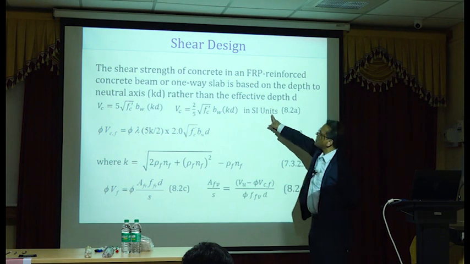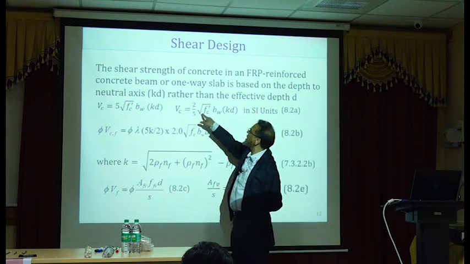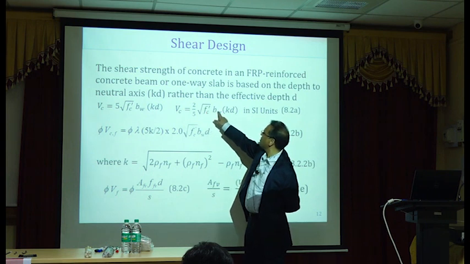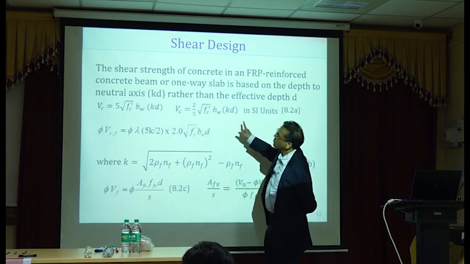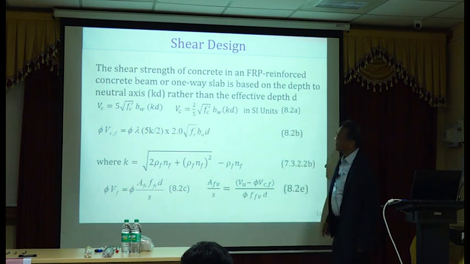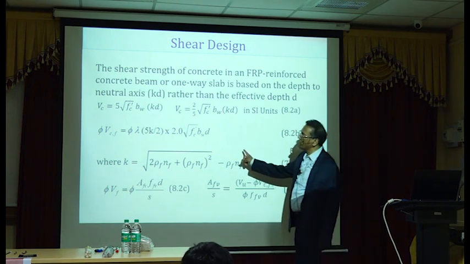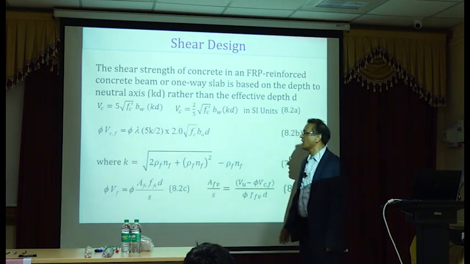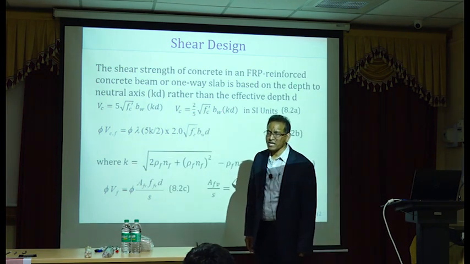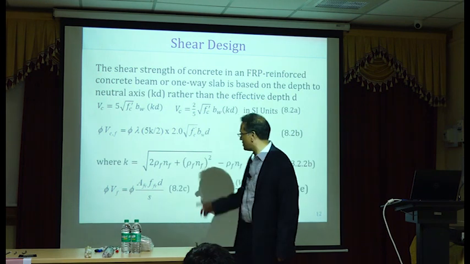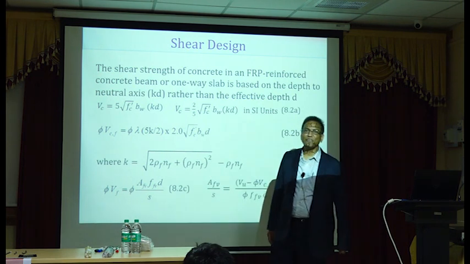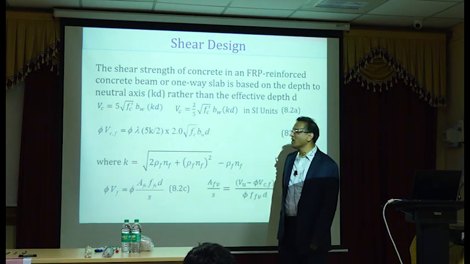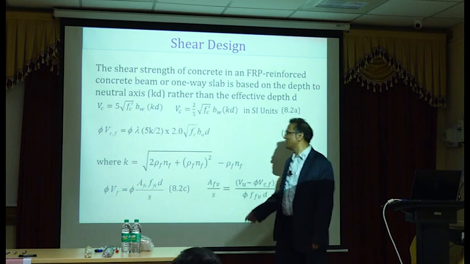In SI units, you have 2/5 square root of f prime c, where f prime c is in MPa units, times b_w times kd. We know how to find the value of k based on the previous expression I have. If you have some patience and you don't have anything else to do on a Saturday night and you are bored, you can derive this equation. You will very quickly feel sleepy, so you can sleep. If you have trouble sleeping, do this kind of stuff.